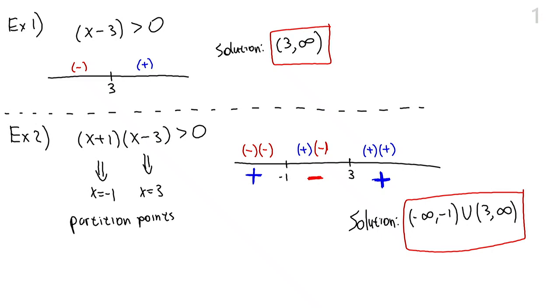So by analyzing the signs of the numbers in each subinterval, from 3 to infinity, from negative 1 to 3, and from negative infinity to negative 1, we can get the sign of the result of this polynomial product in each interval.